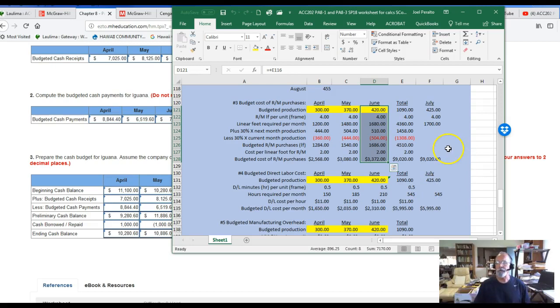Now, in doing so, for the month of June, since we are adding in 30% of next month's production, we need to also calculate next month's production, which would be for July. So this $510 is 30% of $1,700.